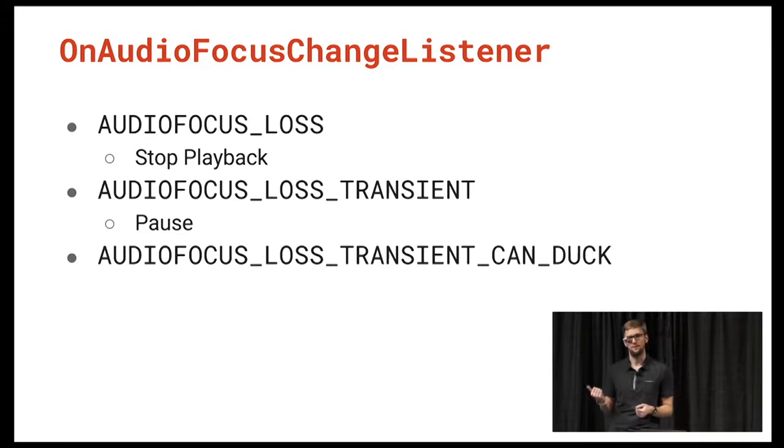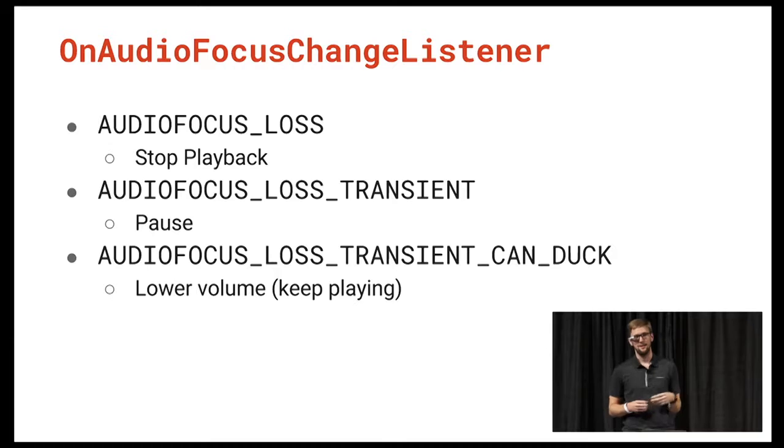Now, the last transient one is actually called can duck. And we talked about ducking earlier. This is a different ducking. This is actual can ducking. And that really just means lowering the volume temporarily. So in this case, this is what, say, notifications use, right? When you get a notification in, instead of the music completely stopping, it'll just lower in volume. You hear the chime, and then it'll come back up.